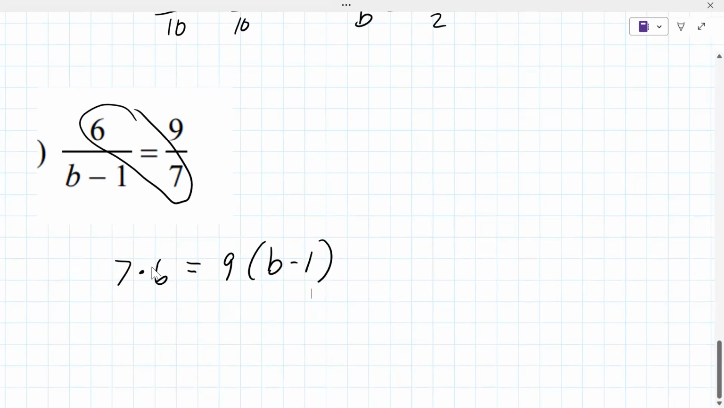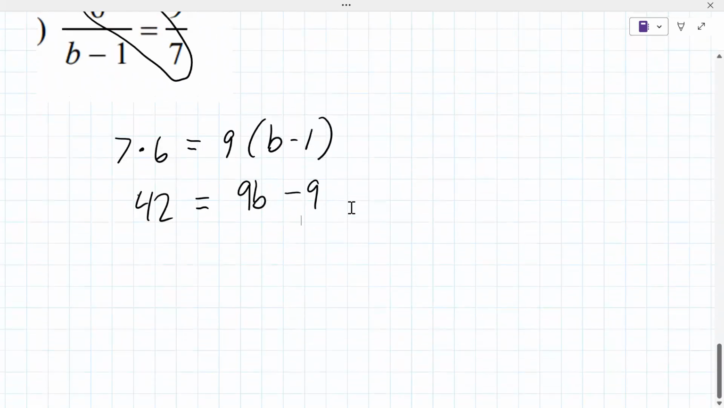So what is 7 times 6? And then tell me what you get when you multiply by 9. 42 equals 9b minus 9. Okay, and then add 9, right? Go ahead and solve this all the way. You will have to reduce the fraction a little bit.